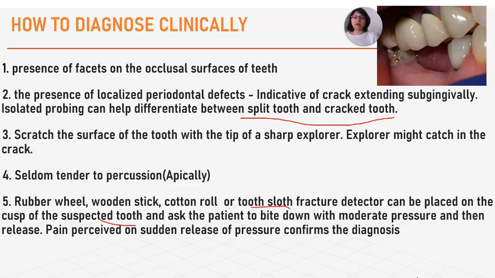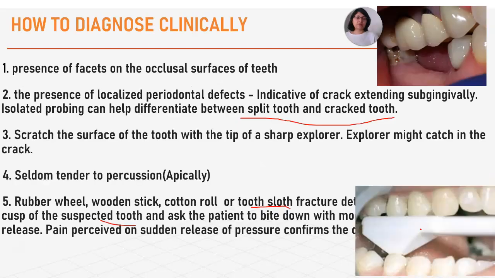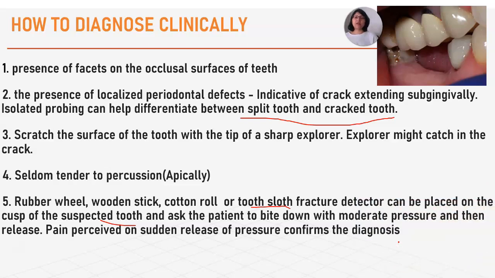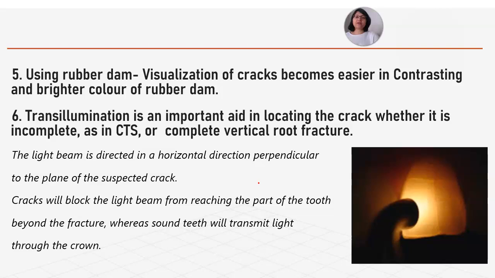Next is after this, and yes, I forgot to show you this. So this is called the Tooth Sleuth, and you ask the patient to bite on it. And when the patient bites on it, on an individual cusp, you can figure out which cusp is actually troubling the patient. So you can put it on a particular cusp, this area, and then ask the patient to bite. Okay. Using a rubber dam.